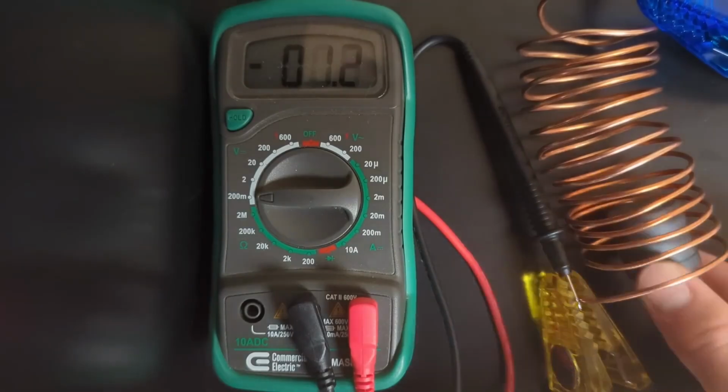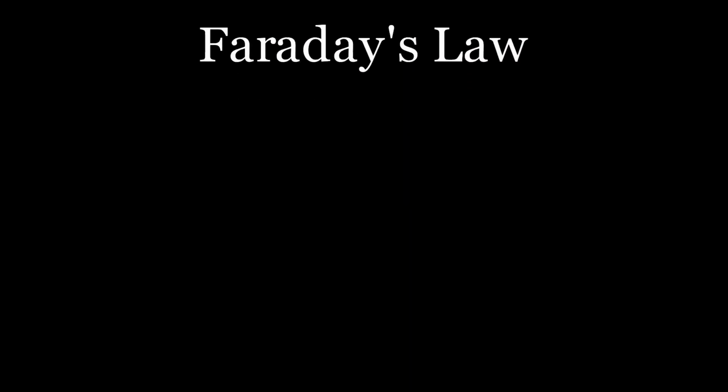The mechanism behind this is called Faraday's law. The voltage imposed on a loop of wire is equal to the negative of the change in flux over change in time. So if you increase the magnetic field, you get a voltage in the negative direction.